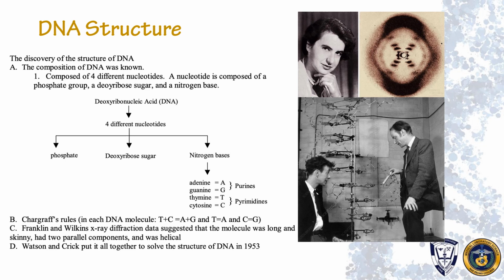And then, following Chargaff's rule, it is stated that the number of thymine and cytosine is equal to the number of adenine and guanine present in the structure. And so the number of thymine is equal to the number of adenine, and the number of cytosine is equal to the number of guanine in the structure. It was formulated by Erwin Chargaff.